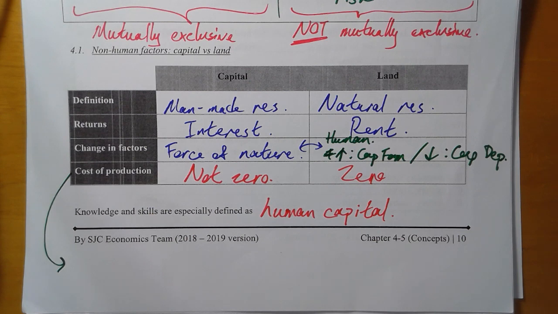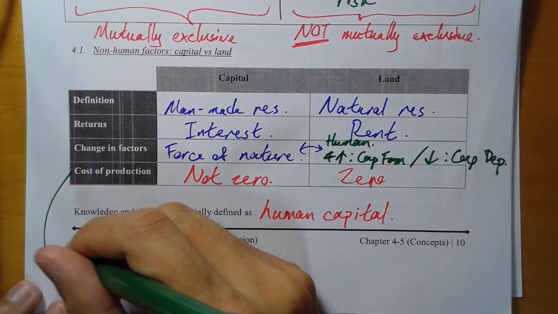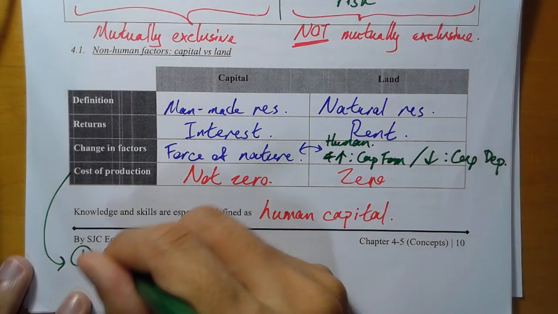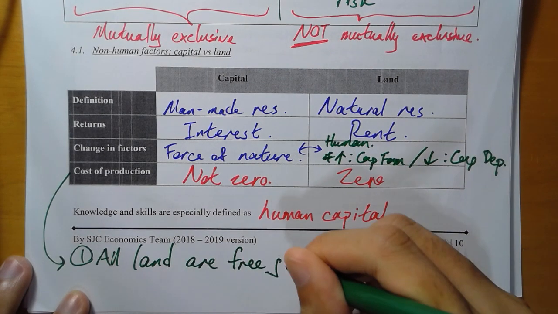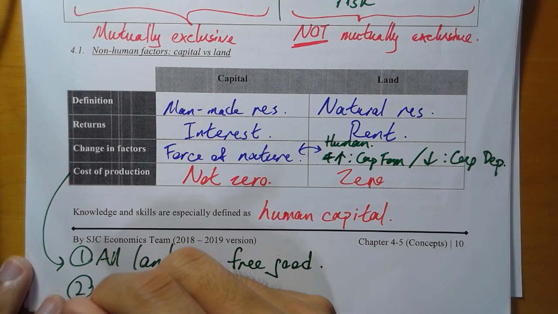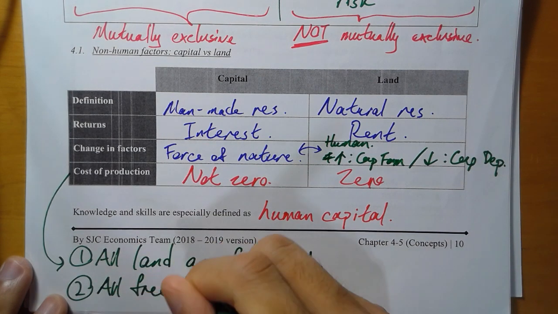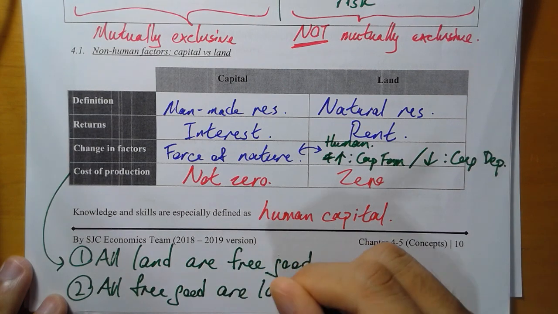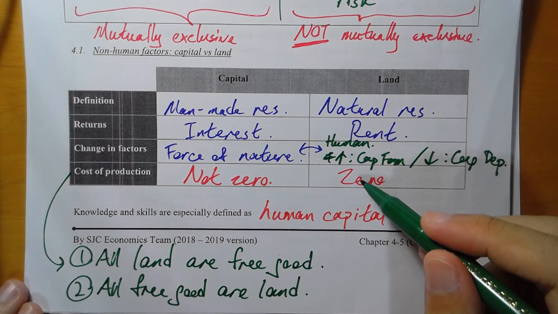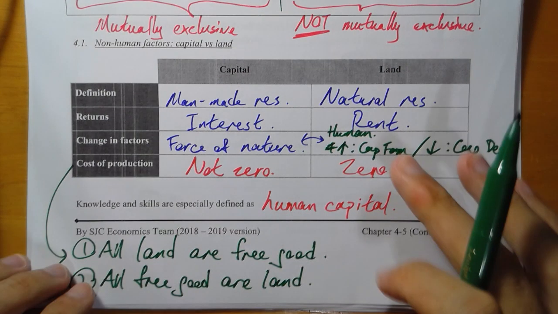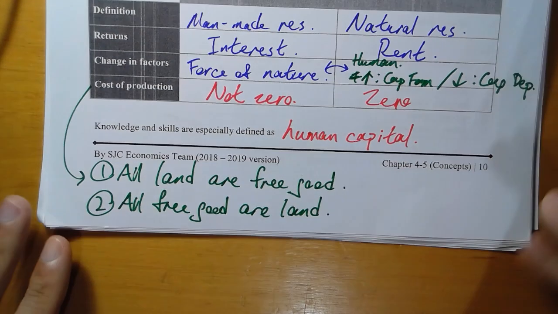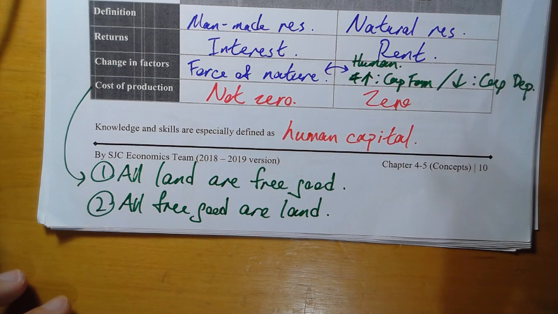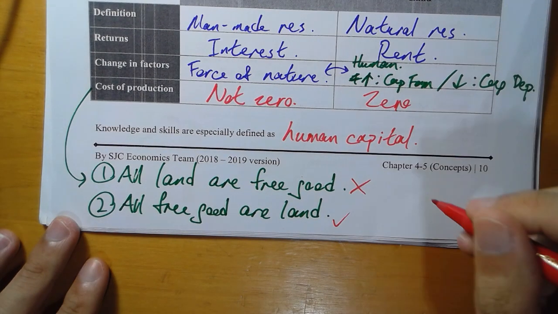Free goods. So we have two sentences we have to distinguish. First one, all land are free good. Another sentence, all free good are land. 呢記唔記得啊？ We see the word zero production cost in chapter 1 when we talk about free goods, right? 係咪啊？我哋講緊啊啲免費物品 free goods, right? Now, if you have been paying attention in my class, you know this one, all land are free good, is wrong and this is correct.